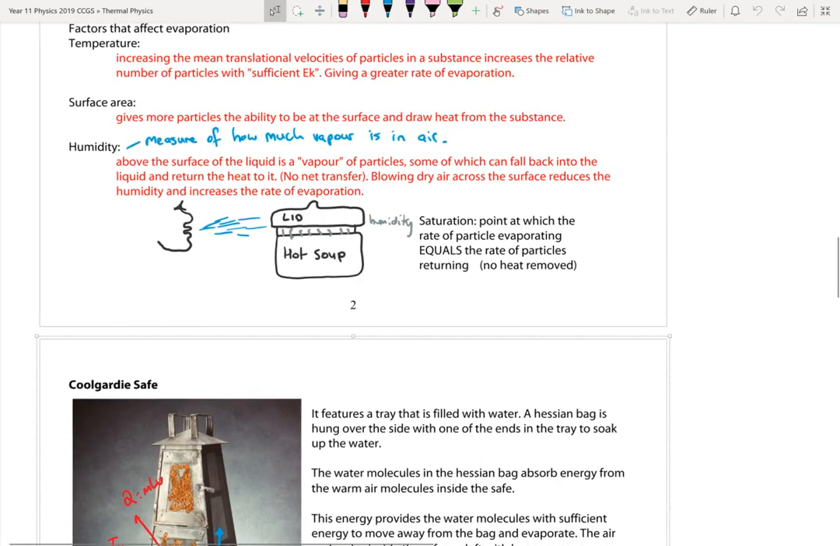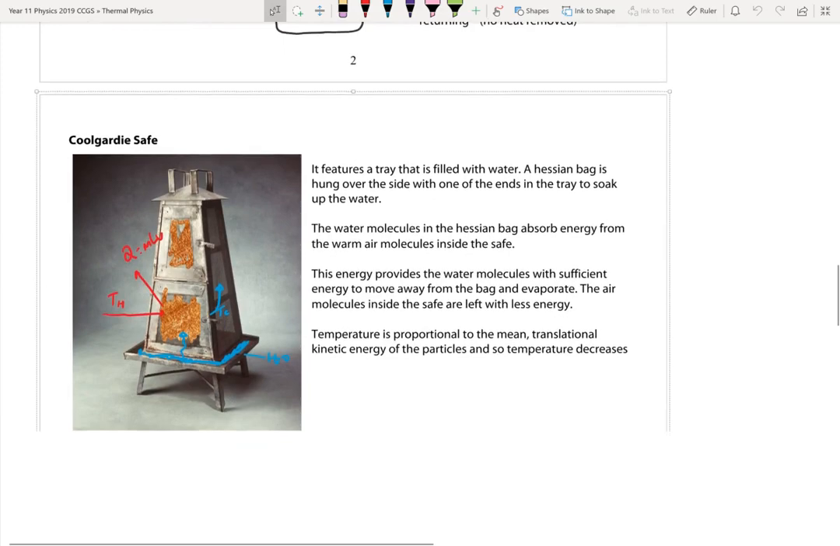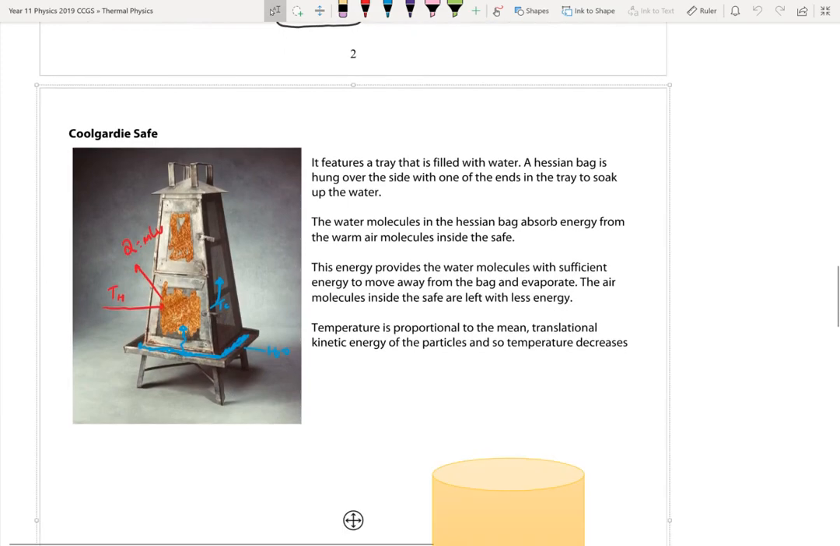So, evaporative cooling, the factors that affect it. We need to know how we can use evaporation to remove heat from a substance, or if we want to prevent it from occurring, how we can change those factors. Temperature, surface area, and humidity. The Coolgardie Safe, perfect example. As you do past tests, you will see examples of evaporative cooling, and you'll see the required solution.